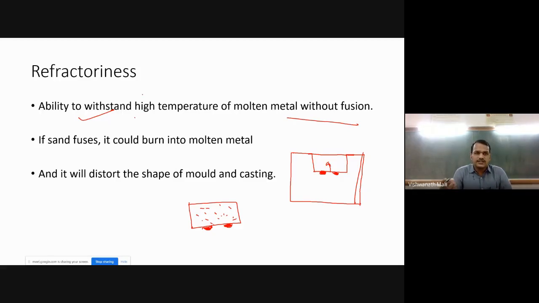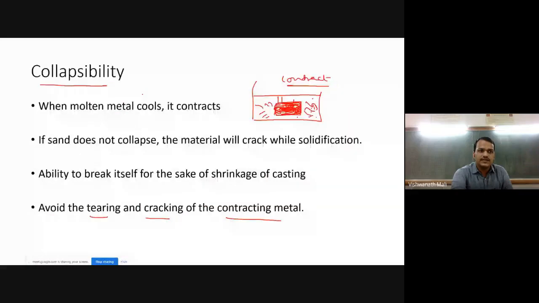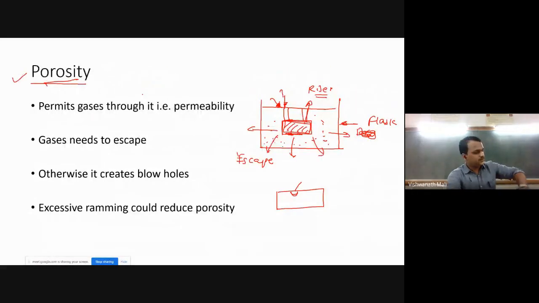Dry strength, green strength, refractoriness, adhesiveness, cohesiveness, collapsibility, pliability, and porosity.